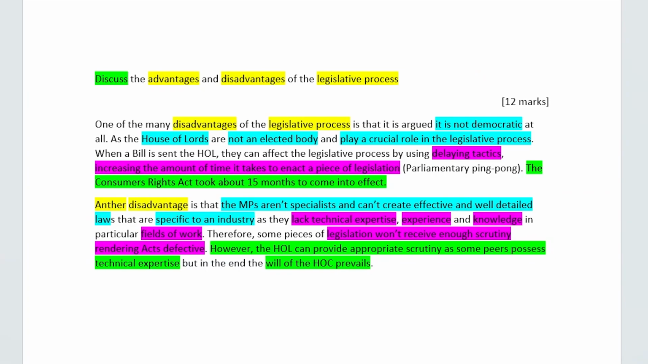So now that you've seen how I've structured my answer, feel free to answer this question yourselves. And remember, point, developed point, and well-developed point. That's how each paragraph should be structured. A nice, easy to follow structure.